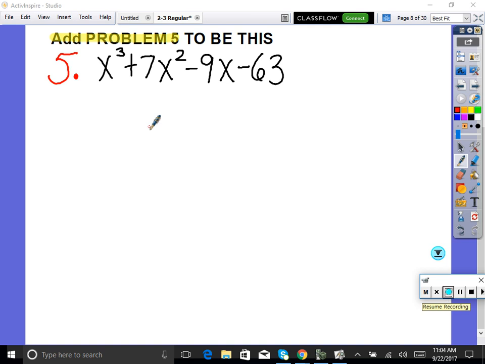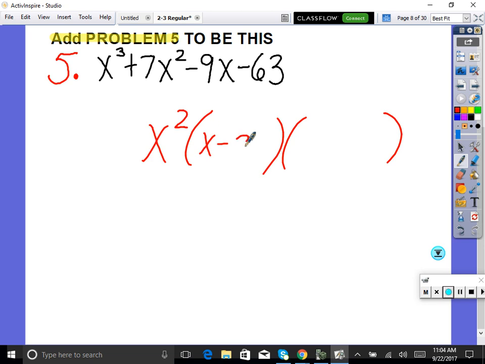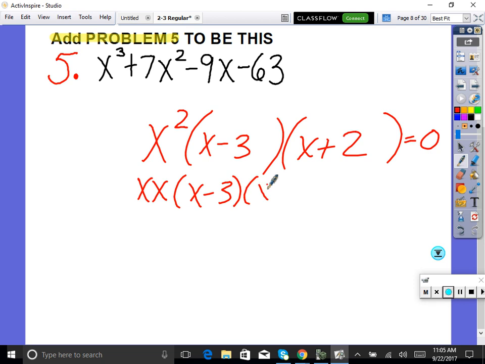Okay, on number 2, just tell me what you factored it to be. x squared, and then what did you factor the inside to be? x minus 3 and x plus 2? Okay, now what you really should think of this as, everybody, is this instead. Isn't x squared x times x? So we have x times x times x minus 3 times x plus 2. So we get 0, 0, 3, and negative 2, don't we? Yeah. So we would just say x equals 0 with a multiplicity of 2, 3, and negative 2.